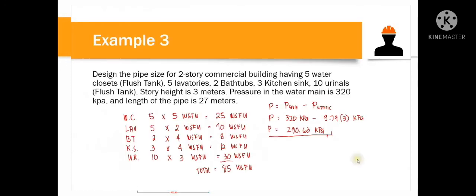We have for the service pipe, for the street main, 38 millimeters diameter, and for building supply and branches, we still have 38 millimeter diameter. And that ends this lesson.